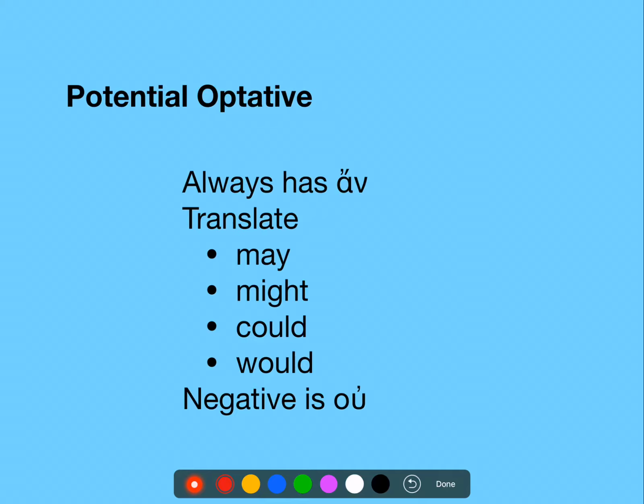The potential optative, on the other hand, always has an. We can translate it a bunch of ways too. I may go to the party. I might go to the party. I could go to the party. I would go to the party. Any of those is a legitimate translation for the potential optative. And its negative is ou. So if you have an independent use of the optative with a me, it's got to be optative of wish. If you've got it with an ou, it's got to be a potential optative. If it has an, it's got to be a potential optative. If it doesn't have an, it's got to be an optative of wish.